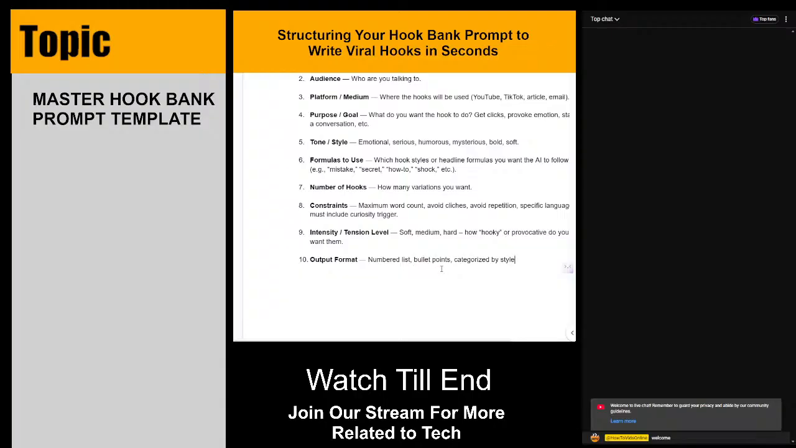So now we are going to talk about structuring your hook bank prompt. Here is the step-by-step breakdown of how to write the hook bank prompt. Here we have the first step with the examples. Let me show you on the screen, then we will discuss that.